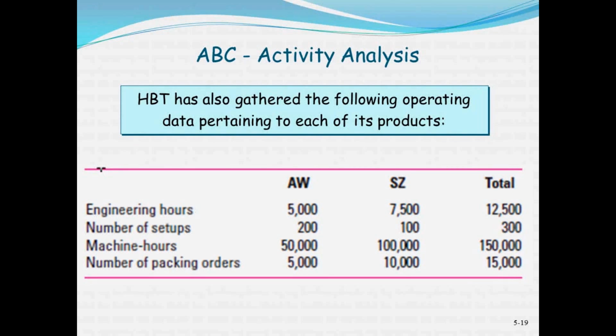Machine setups 2 to 1, in the opposite direction actually. AW had twice as many setups. Machine hours 2 to 1. And number of orders 2 to 1. So clearly not the 4 to 1 volume that we saw.